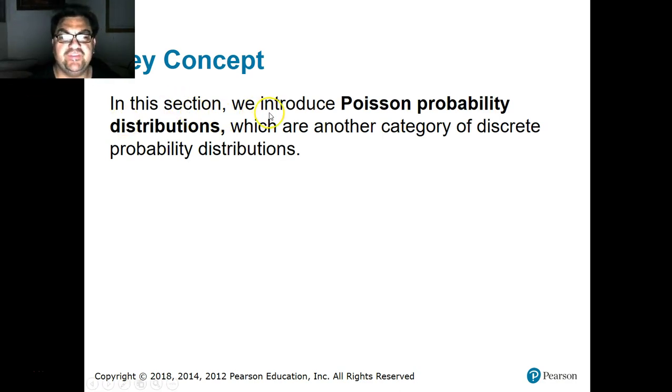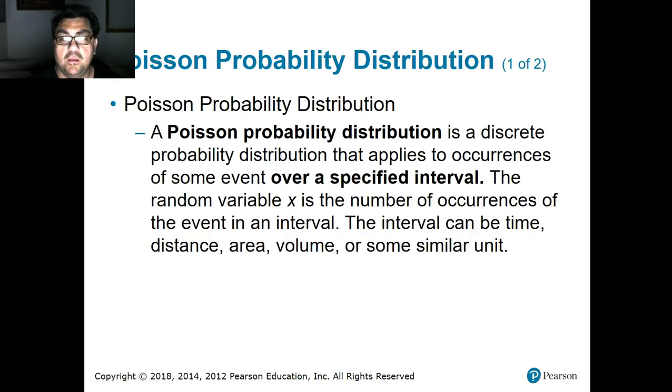All right, in this section we're going to introduce Poisson distributions. Another category of discrete, not continuous, probability distributions. The z-scores will be a continuous probability distribution.